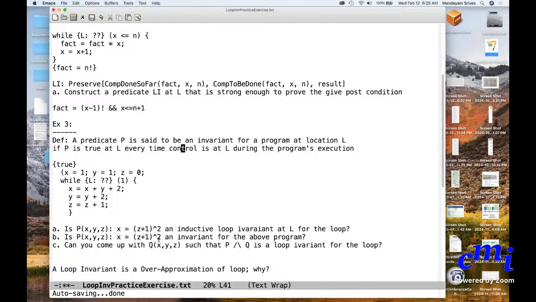Okay, so now I'll go back to Aritra. Is it inductive? The previous one you said it's an invariant, but not an inductive loop invariant. Yeah. So then the question is, what can you strengthen it by to make it inductive?